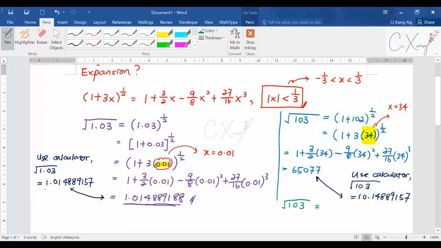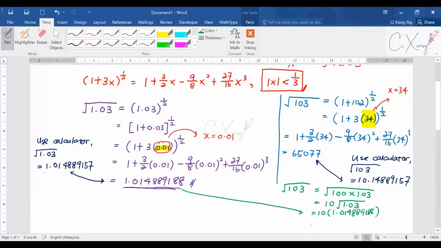So if you want to find the square root of 103, what you need to do is change it to 100 multiplied by 1.03. So the square root of 100 you get is 10. So 10 multiplied by the square root of 1.03. The square root of 1.03, you already have the answer just now, right? So you substitute it in here. Alright, so I think this is the way you get the correct answer.